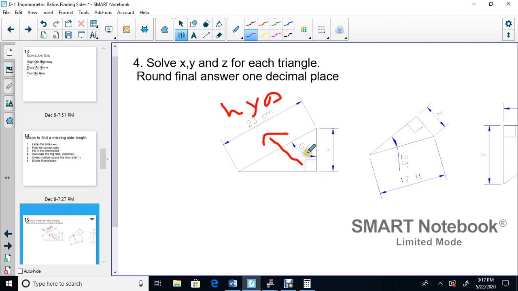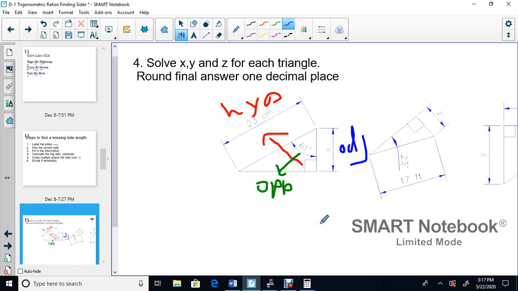Okay, across from the angle. So there's the angle, 61. So across from that angle, right across from it, here we got the opposite. Beside the angle, right beside it here, this one is known as the adjacent. So we got the x is the adjacent.